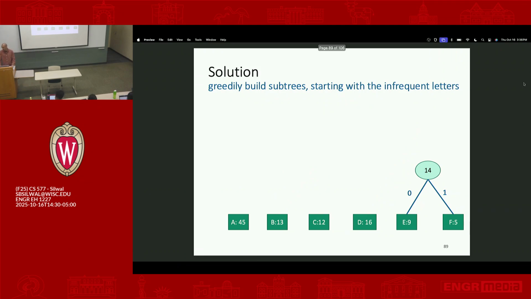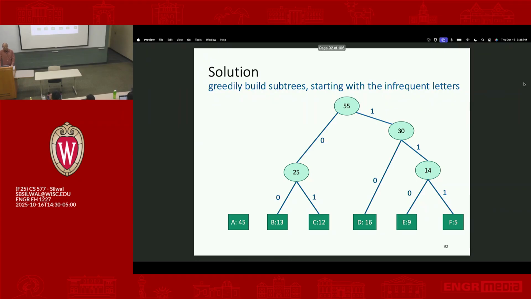So just to see one more step, right? The first step, I pick these 2. Then the next, I pick these 2. Then I pick these 2. And then I pick these 2. And then I pick these 2. Okay? So if I give you this distribution, this is the optimal way to encode them, right?